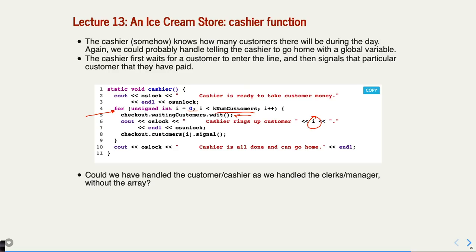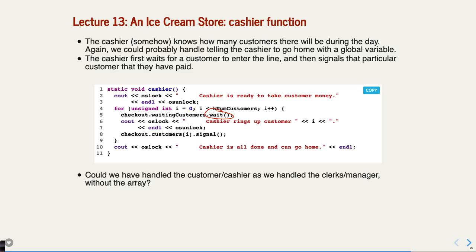And then what does it do? Well, it knows that was the customer it just rang up. So it signals that particular customer through that customer's semaphore to say, you're done. I've checked you out. Go eat your ice cream. Okay. And then it goes and does the next one. Now, what could happen in the meantime? If another customer has come in and is waiting in the queue, well, this wait right here will blast right through. It'll blast right through that because another customer has already signaled.